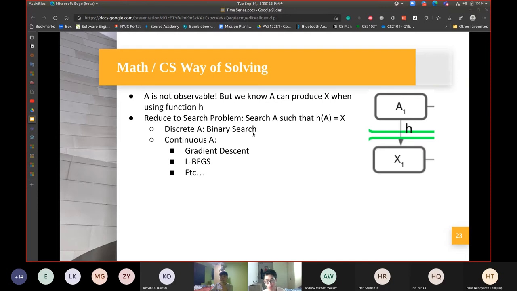to do the search for A properly. So one way is you can do binary search. You can binary search on A if A is within certain values. And if A is continuous, you can do gradient descent or whatever other search techniques that you know. So that is one. But in a sense, you're just shifting the problem, right? So now the issue is: what if H itself is unknown? Not only is A unknown, H is also unknown. Then this technique would not really work.